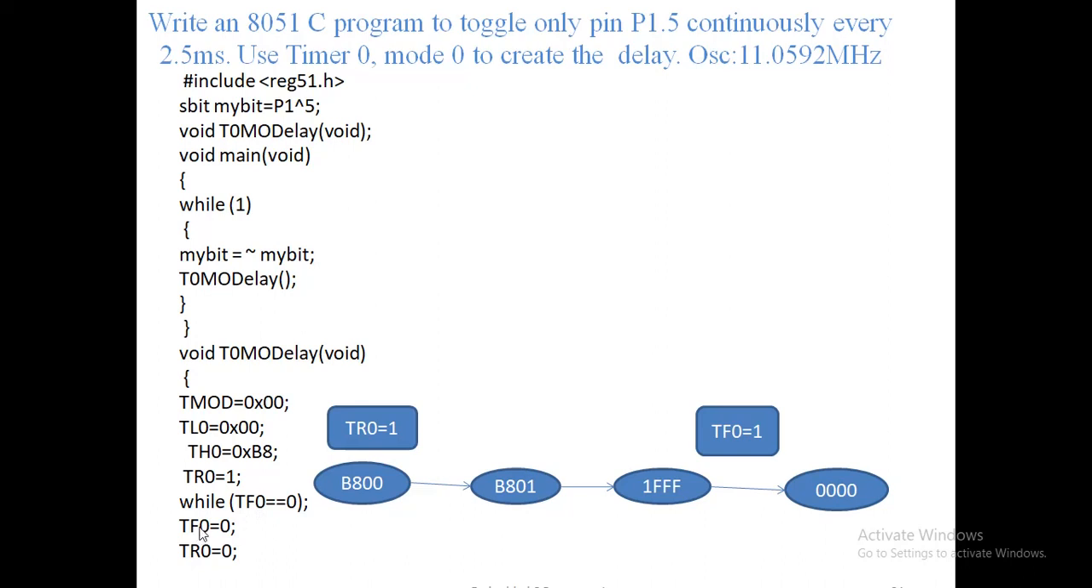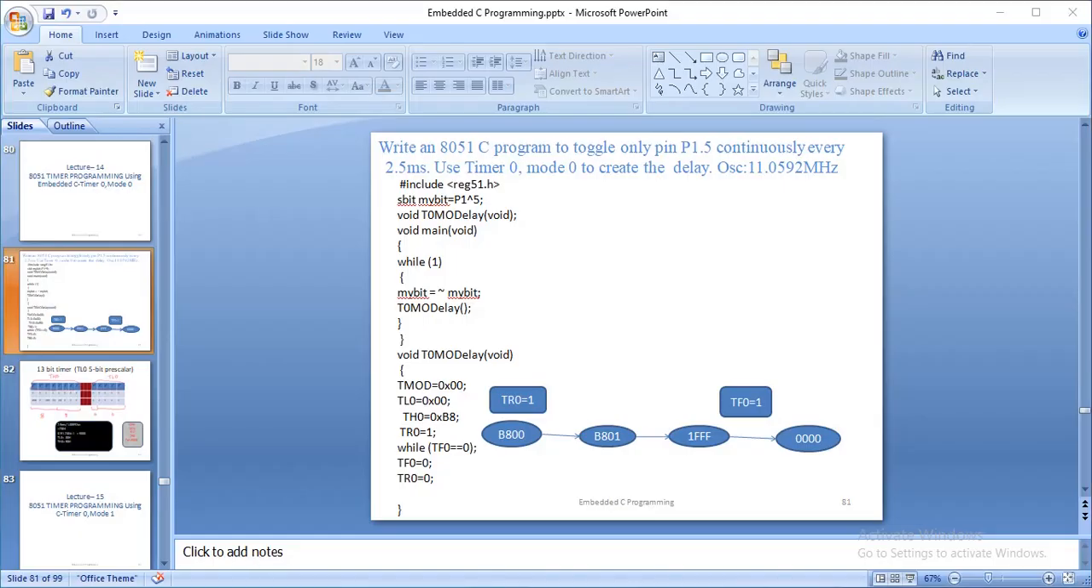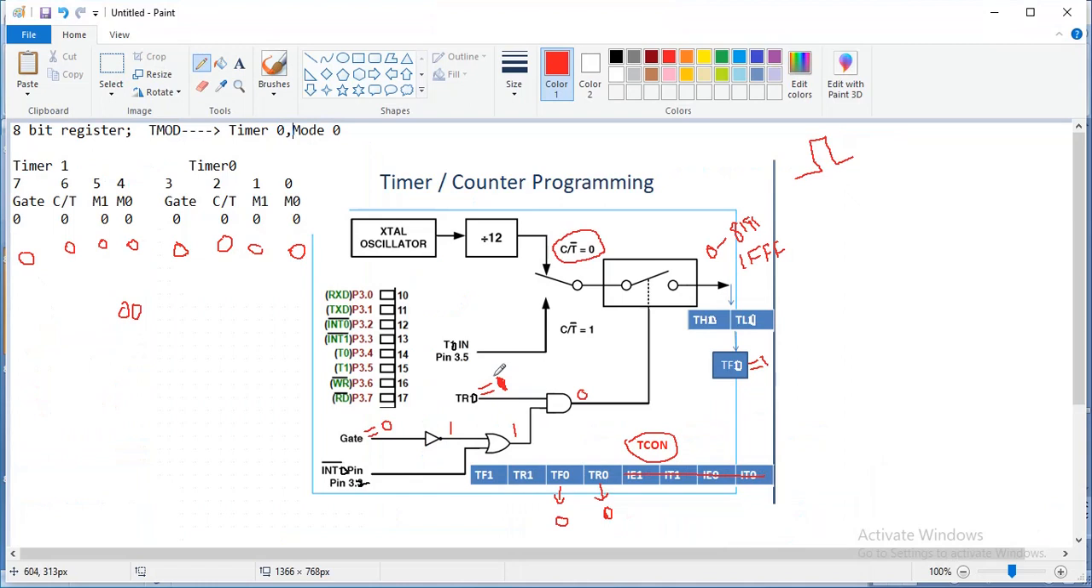Again you make TF0 as 0. Again TR0 is equal to 0. The programmer has to take care of this, as I explained over here. TR0 is the programmer's responsibility, while TF0 is set automatically. If it is a reset, if you want to make it 0, you as a programmer have to do it.